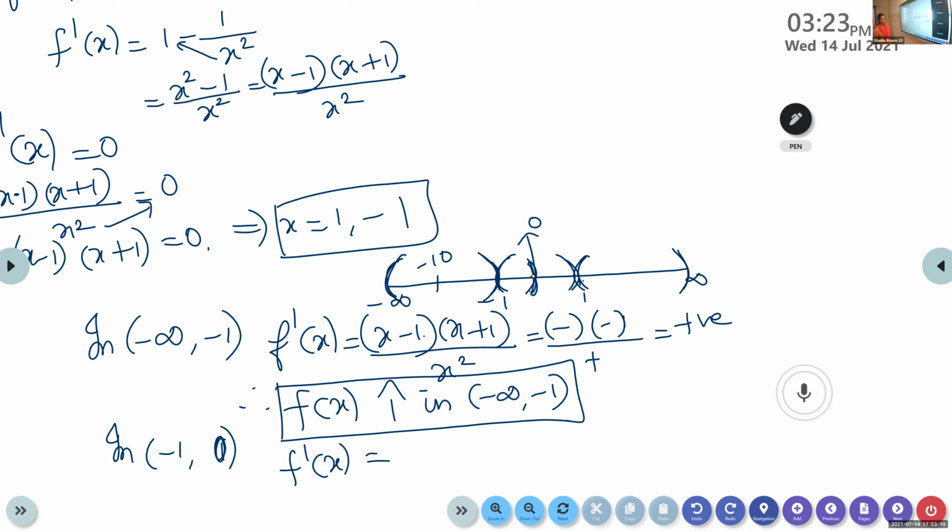Minus 1 and 0. Give a number. Naurin, between minus 1 and 0. Minus 1/2. Instead of a fraction, you can take it in decimals also. You can take minus 0.5. Now look at the sign. Is it positive or negative?